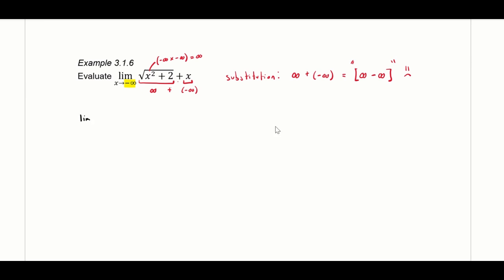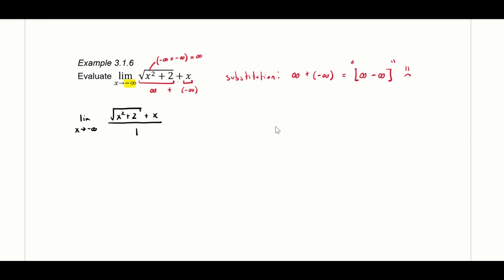So let me rewrite this. The limit as x goes to negative infinity. Now my function is this square root of x squared plus 2 plus x. Now I'm going to do a little trick here that might make this a little bit easier to work with. I'm just going to treat this thing as a fraction, because technically, it is a fraction. It's this thing divided by 1, right? That's a really obnoxious way to write that expression, but I'm writing it as a fraction.